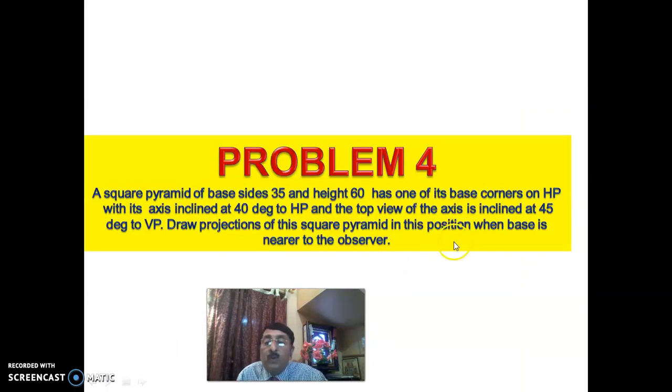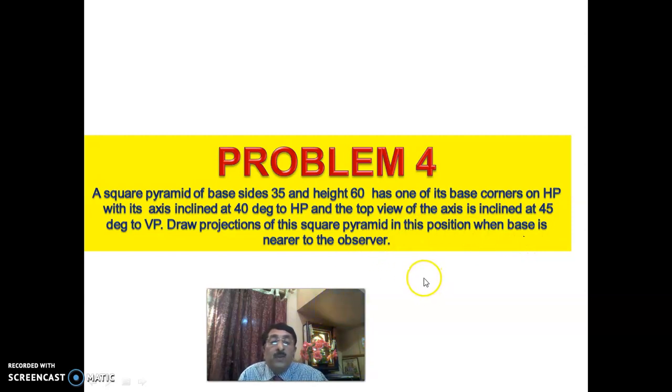Now the problem 4 says this: a square pyramid of base sides 35 and height 60 has one of its base corners on HP with its axis inclined at 40 degrees to HP, and the top of the axis is inclined at 45 degrees to VP. We have to draw the projections in this position when base is nearer to the observer.